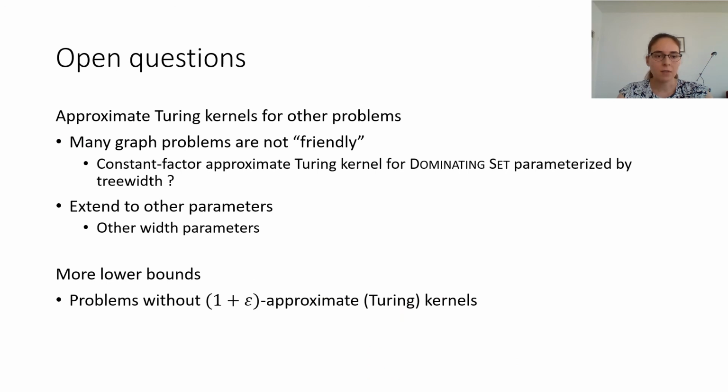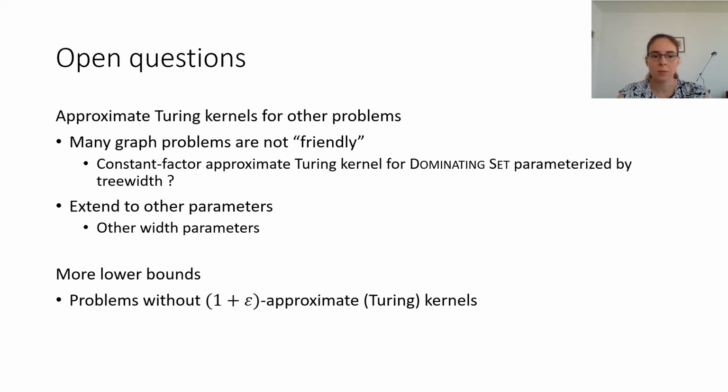Now, finally, there of course are many open questions remaining. First of all, you could wonder about approximate Turing kernels for other problems. First of all, to stick to what we were doing, many graph problems are not friendly. So, for example, is there a constant factor approximate Turing kernel for a problem like dominating set parameterized by Treewidth? And of course, you can extend this notion to other parameters, maybe look at other width parameters, because often for width parameters, it can be hard to find polynomial kernels, so that's a good start.